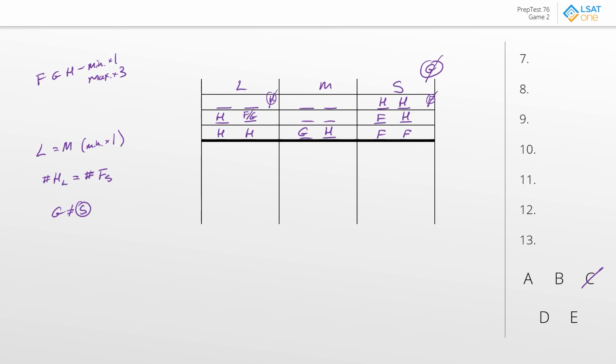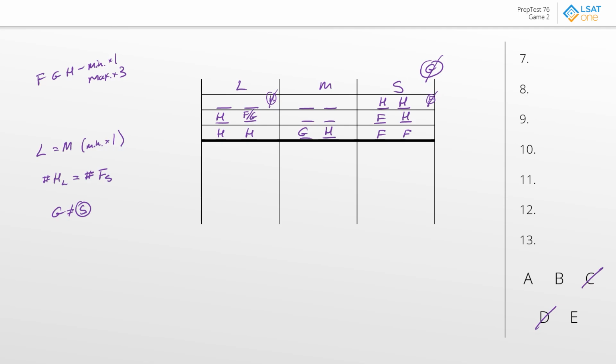Next. Third rule was that the number of H's under L has to be the same as the number of F's under S. So answer choice A has 0 H's under L and 0 F's under S. So that's legit. We can hold on to A. B has 0 H's under L and 0 F's under S. That's fine as well. Answer choice D has, again, 0 H's under L and we have 1 F under S, which is not going to work. So we can get rid of answer choice D. And E, we have 1 H under L and 1 F under S.